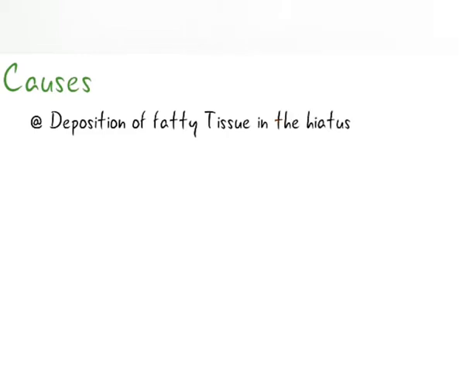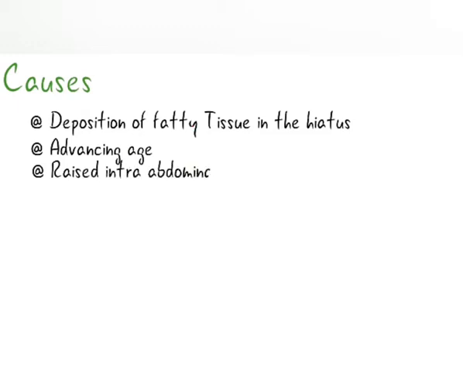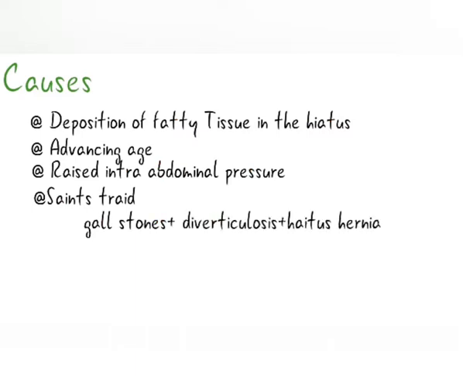Causes of the hiatus herniations. The cause of herniation is deposition of fatty tissue in the hiatus, leading to weakening of the hiatus in obese individuals. Advancing age resulting in muscular degeneration is also a predisposing factor. Raised intra-abdominal pressure due to lower abdominal tumor, pregnancy, etc. Saint's triad: occurrence of gallstones, diverticulum and hiatus hernia together in the patients.